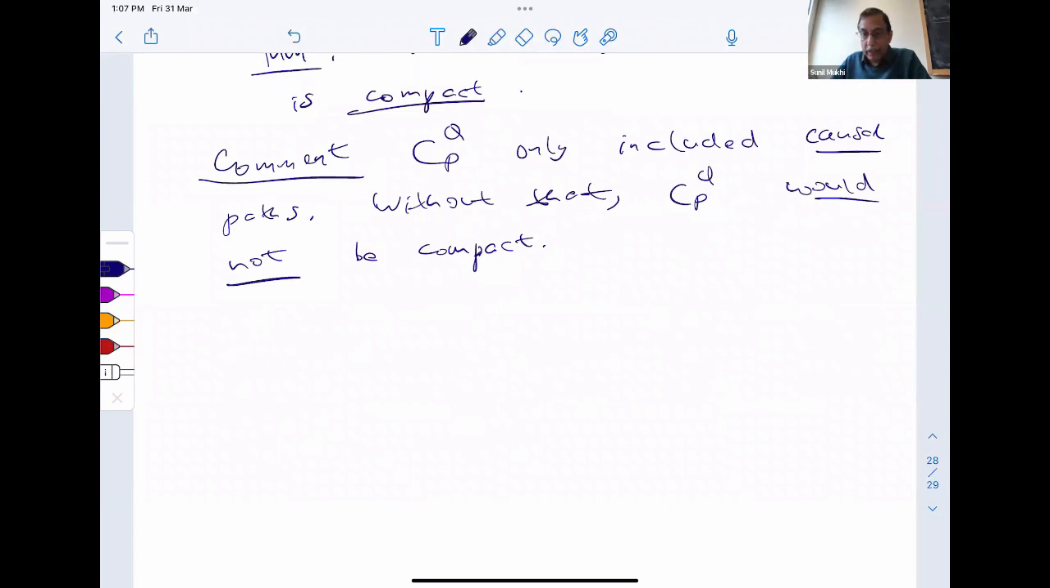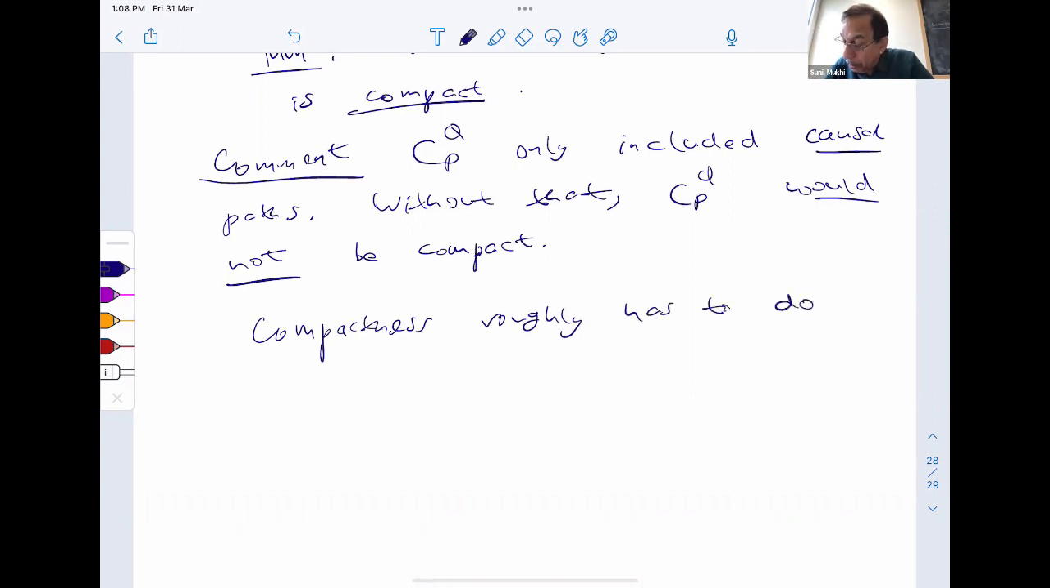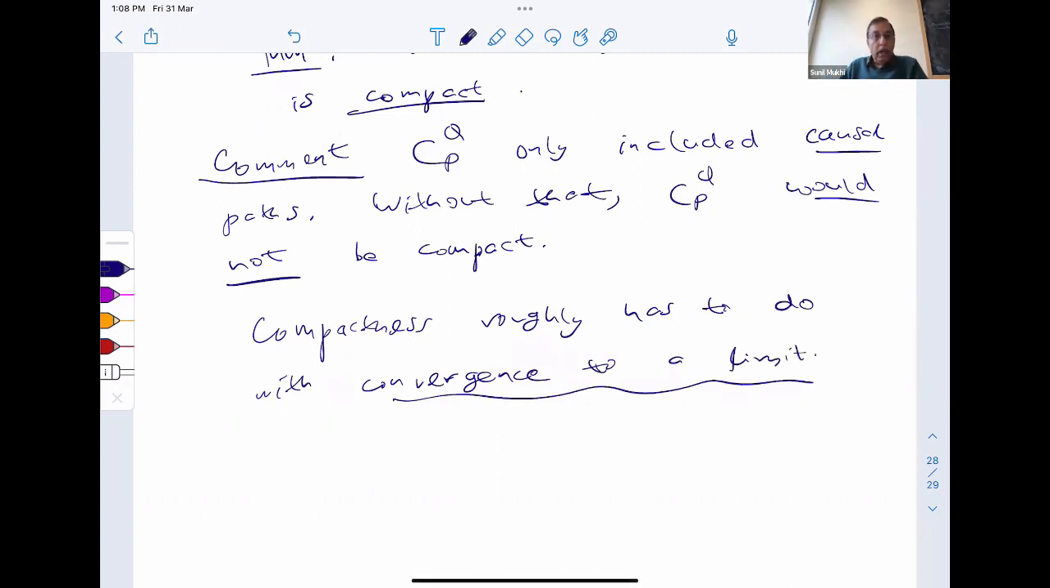Okay, so first let's show that this space of not causal paths cannot be compact. And what is compactness? I'm going to do this in two stages. First, I'll just say that compactness roughly has to do with convergence to a limit. And so if I can find for you a set of paths that don't converge to a limiting path, then I can right away say my space is not compact. While for causal paths, the claim is that if you find any set of causal paths, then it will converge to another causal path. So that's what we're trying to show.